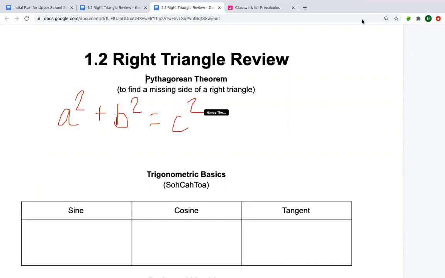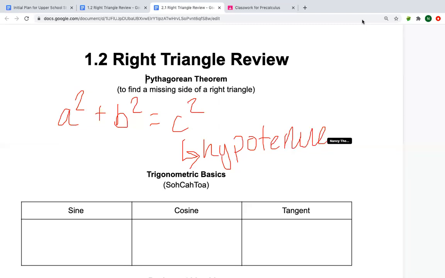Now this C here is the hypotenuse. And on the triangle, that is the longest side. It's the side across from the 90-degree angle. So this one is the hypotenuse. The A and B, whichever one you put, it doesn't matter which one is which. It's just the two legs.